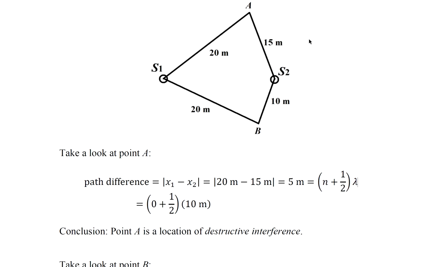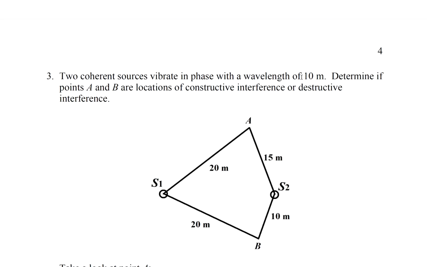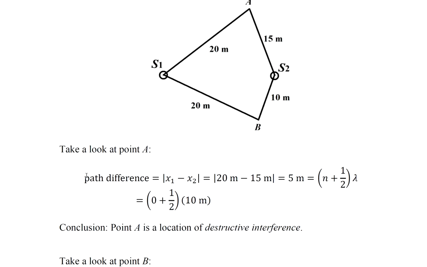What is lambda? It's the wavelength. They told us the wavelength is 10 meters. So the path difference is 5 on the left side. Lambda is 10 on the right side. So if we have n plus 1/2 on the right side, and we let n equal 0, we could get 5 on the left side and 5 on the right side. So point A is a location of destructive interference.